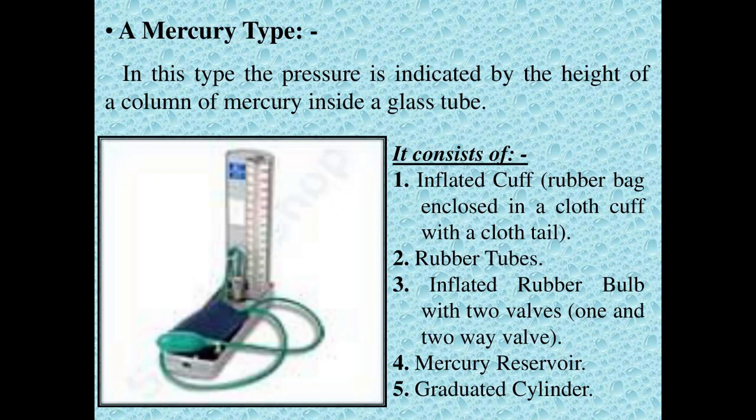A mercury type. In this type, the pressure is indicated by the height of a column of mercury inside a glass tube. It consists of 1. Inflated cuff, rubber bag enclosed in a cloth cuff with a cloth tail. 2. Rubber tubes. 3. Inflated rubber bulb with 2 valves, 1 and 2-way valve. 4. Mercury reservoir. 5. Graduated cylinder as shown in this photo.